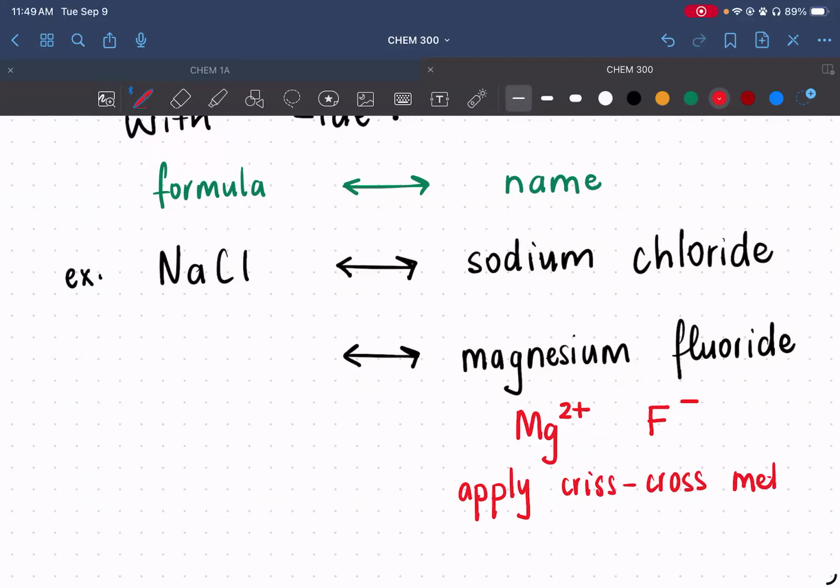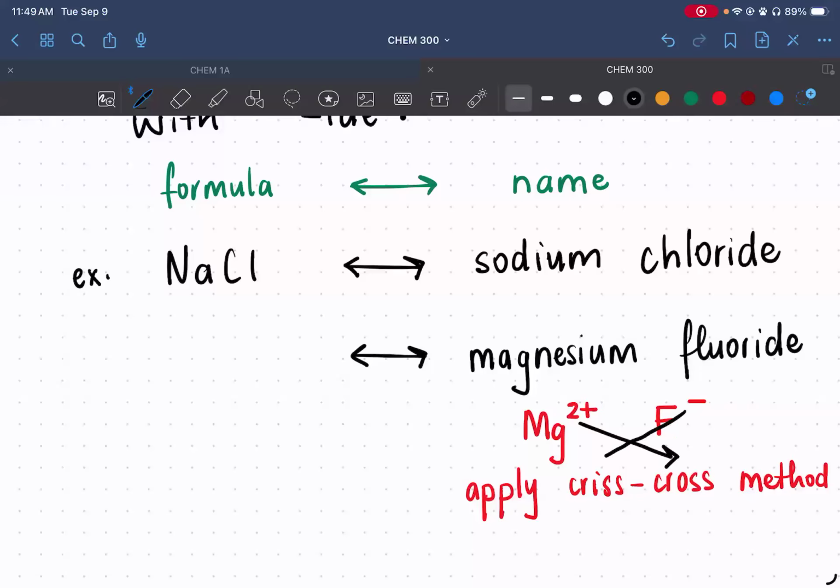The crisscross method is simple. Upon identifying the charges of the relative ions, we simply cross them. The 2 goes down as well as the 1, but in the opposite directions. They're crisscrossed. We're not taking the charges, we're taking the numbers. So the overall formula becomes Mg1F2. Where does the 1 and 2 come from? Remember, the magnesium has the 2, it gets swung down, it gets crisscrossed. That's how it ends up beside the fluorine.